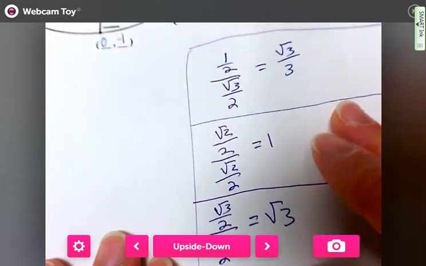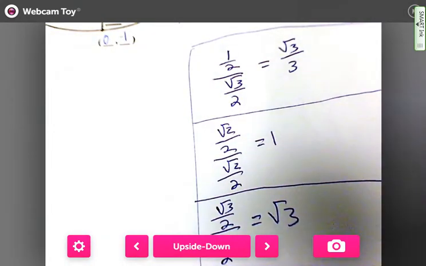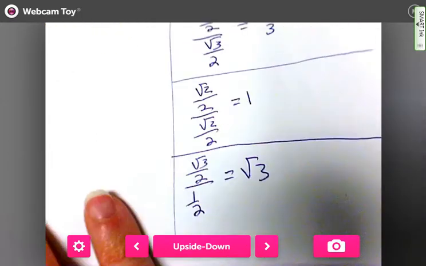There are my 3 possibilities for tangent. Now, sometimes you'll have negatives and sometimes they'll be positives, but you won't have to do that funky thing every single time.